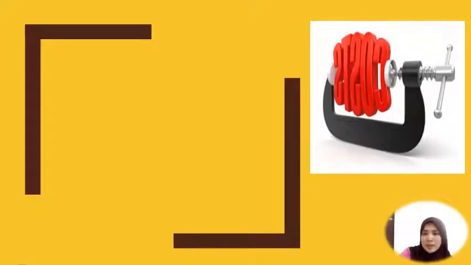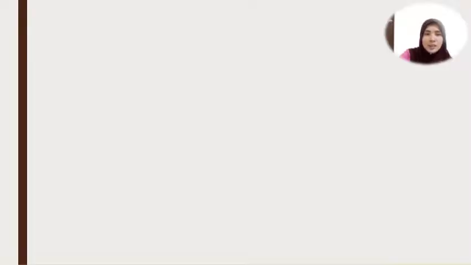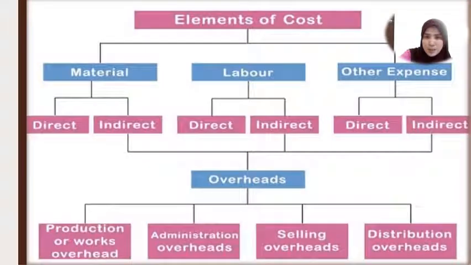Okay, so the next learning objective here, we want to learn about the cost statement. To prepare a cost statement, I'm sure you already know the basic knowledge of how to differentiate the cost of materials, labor and overhead in terms of direct and also indirect level. So a cost statement provides the detail of cost for a cost center or cost unit. Sometimes it's also referred to as the cost sheet or cost card.